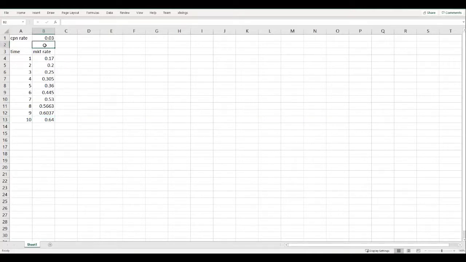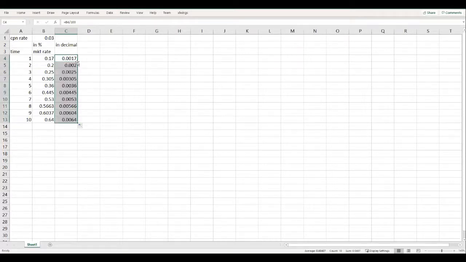Now keep in mind that this is in percent from the website. What we need is in decimals. As a result, I need to divide each and every rate by 100 to get the decimal. Now I have the first one, then I copy paste by double clicking the lower right corner. Now I have my discount rates in decimal.